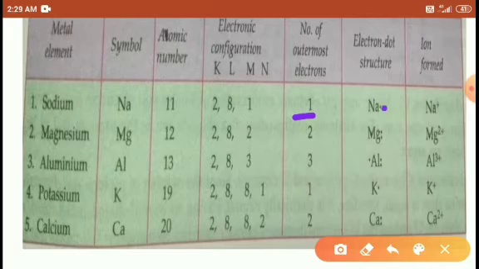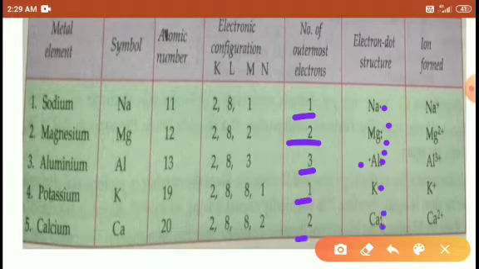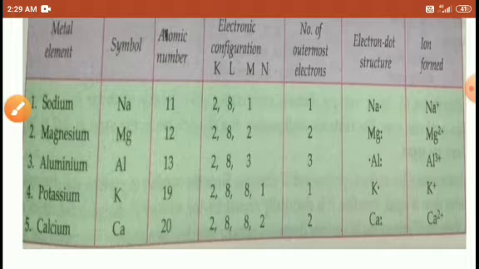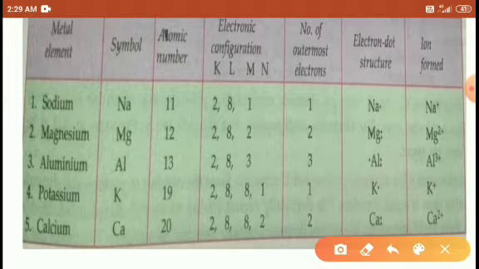One valence electron, so 1 dot. Two valence electrons, 2 dots. Three, so that's why it has 3 dots. Then 1, again 1, and 2. So it means these are all metals. Metals are always donors of electrons.